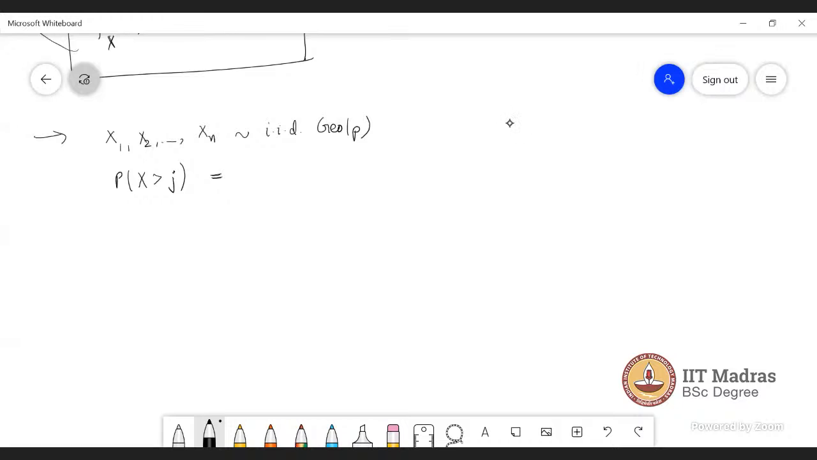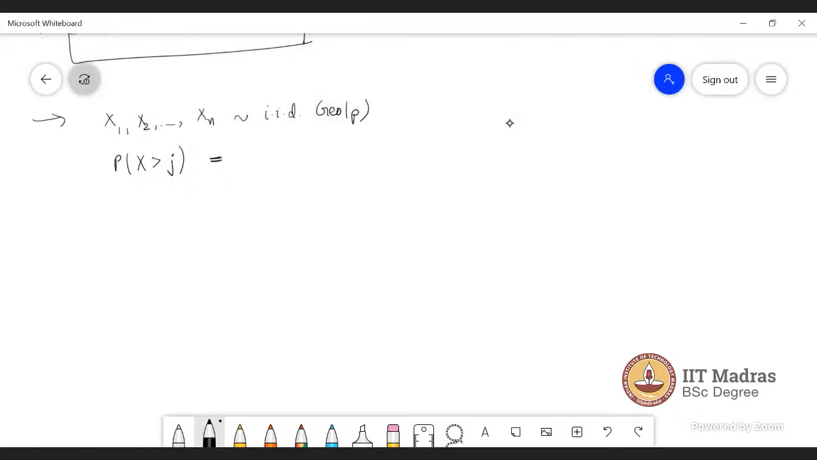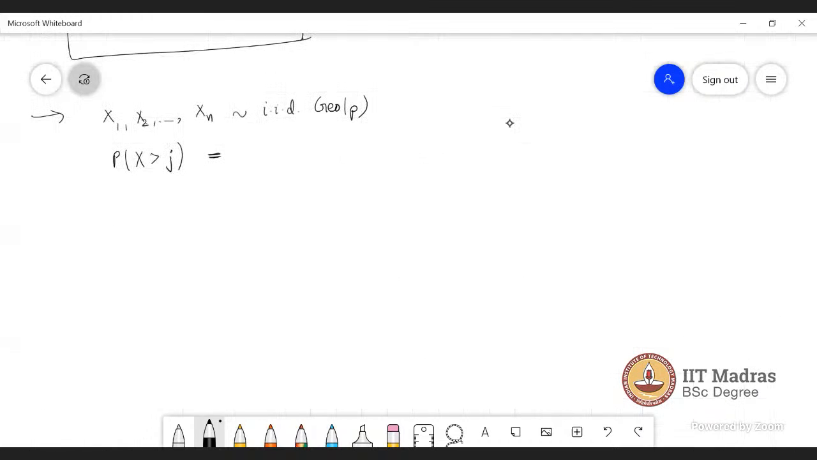All right. So in this case, if you have to find the probability x greater than j, then you will have (1 minus p) to the power j. So either you can remember this or you can know the derivation. We use this many a times in the problems, so it is good to remember this.